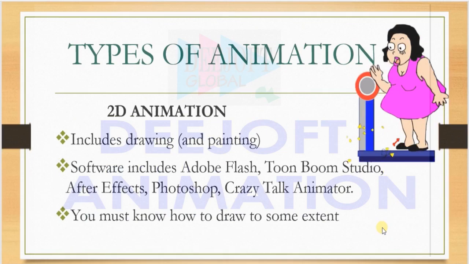Types of animation. We have various types of animation. The first one is 2D animation, which has to do with drawing and painting. The software used for 2D animation are Adobe Flash, Toon Boom Studio, After Effects, Photoshop, and CrazyTalk Animator. You must know how to draw to some extent to use 2D animation.